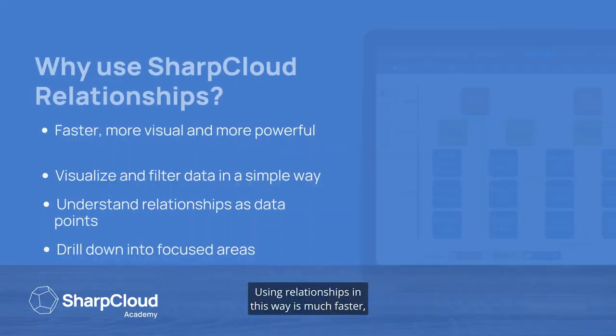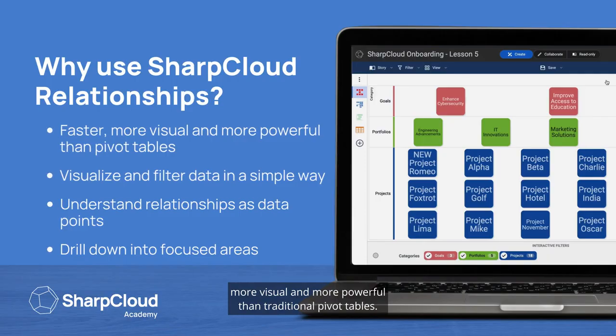Using relationships in this way is much faster, more visual, and more powerful than traditional pivot tables. SharpCloud allows you to visualize and filter complex data in a simple way. You can use relationships visually, use them as data points, and as filters to drill down into focused areas within the bigger picture.